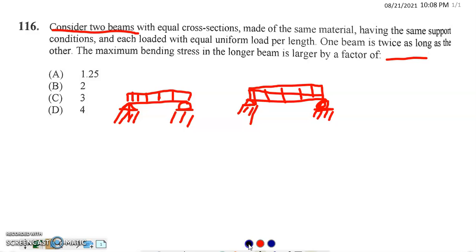So let me change to black pen. One beam is twice as long as the other. So let's say this is 2L and this is just L, the length. So the maximum bending stress in the longer beam is larger by a factor of what?